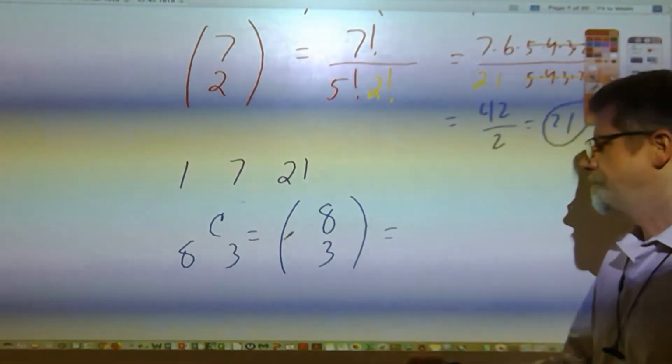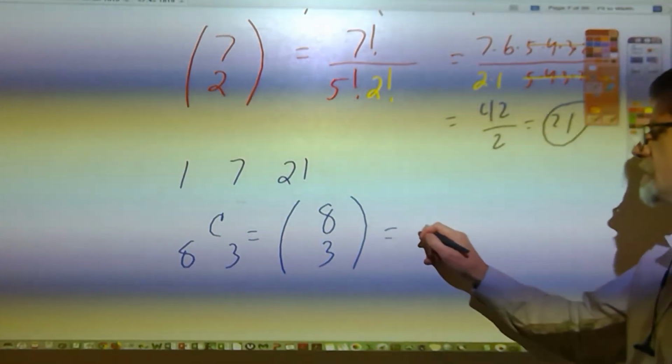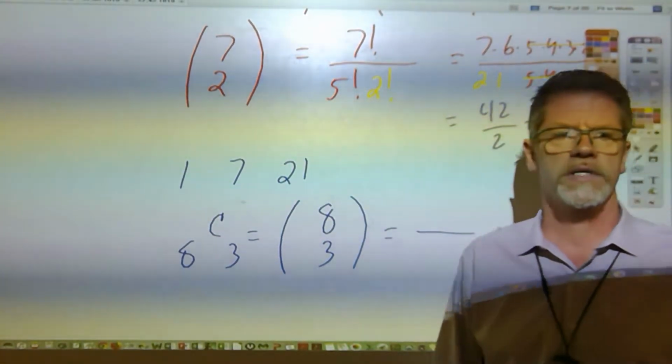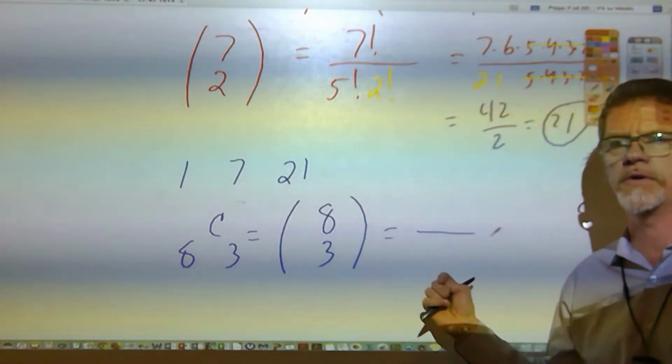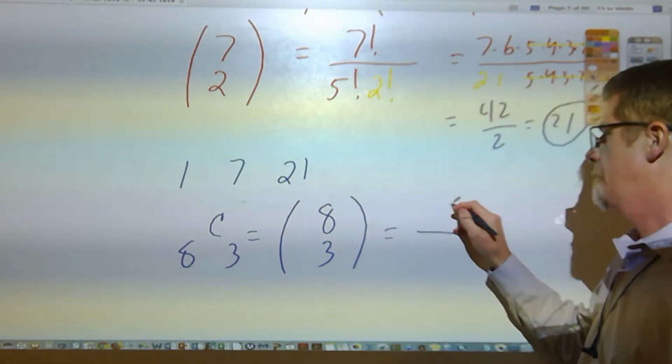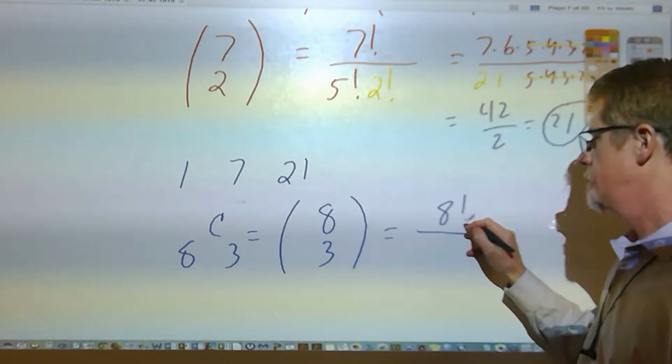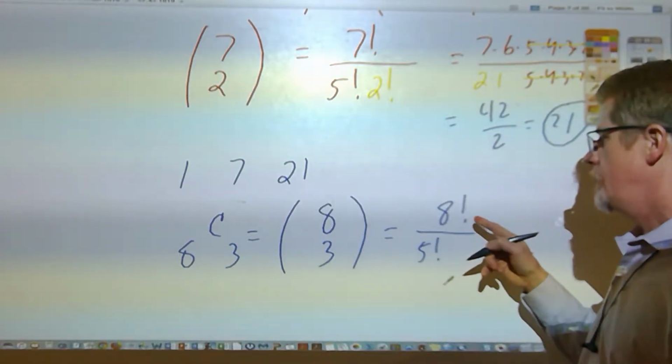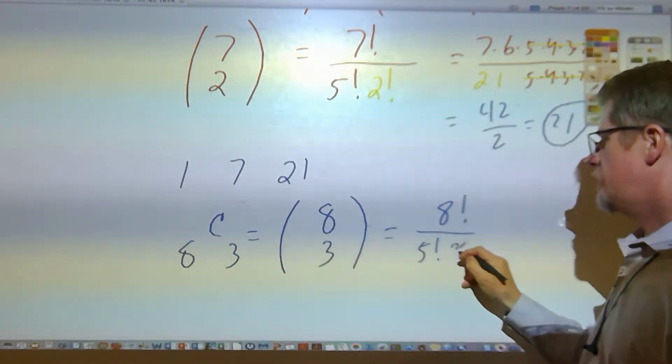And the camera's back on. What are the 3 factorials here that you would use? Does anyone know what they are? There's 1 up top, 2 down below. Frodo, go ahead. Yeah, 8 minus 3, and 3.